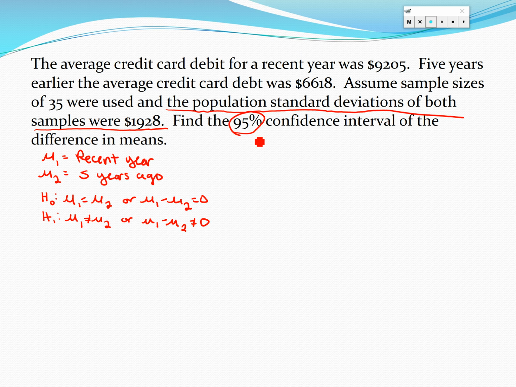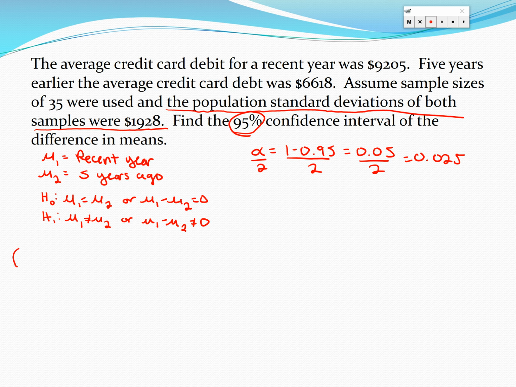So we have 95%. So we need alpha, 1 minus our confidence level. Now we need z sub alpha over 2, so now we've got to divide everything by 2. Alright, now this formula is kind of big, so here we go. I'm going to start way over here.